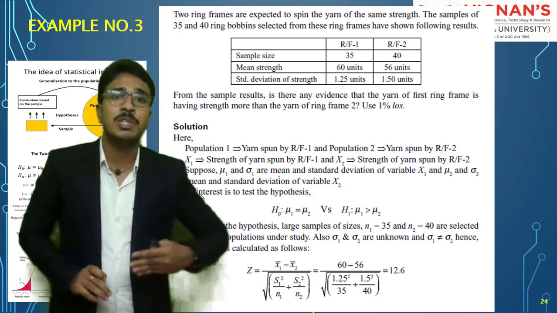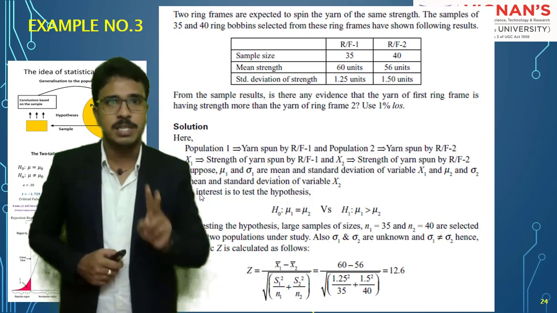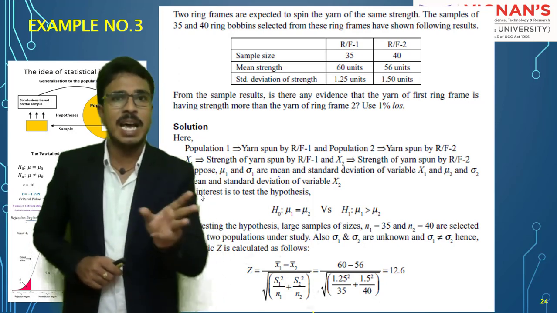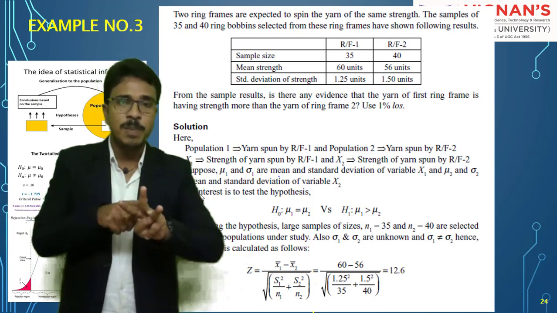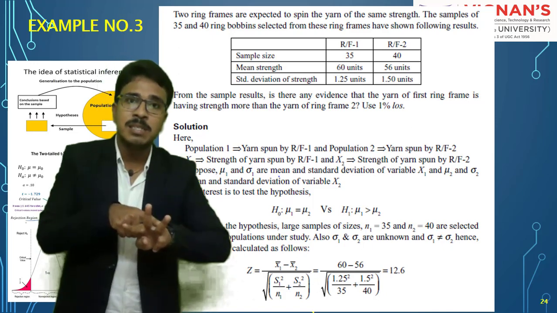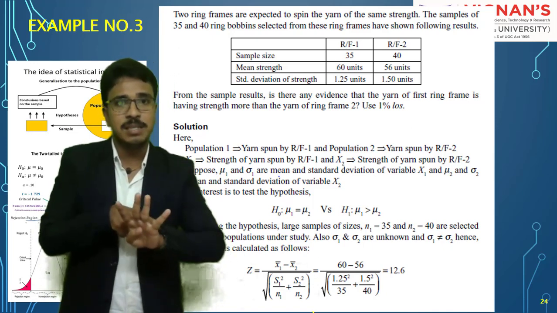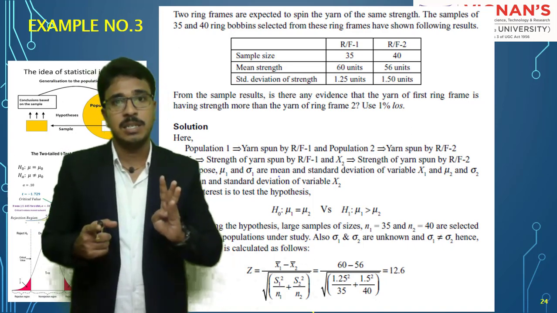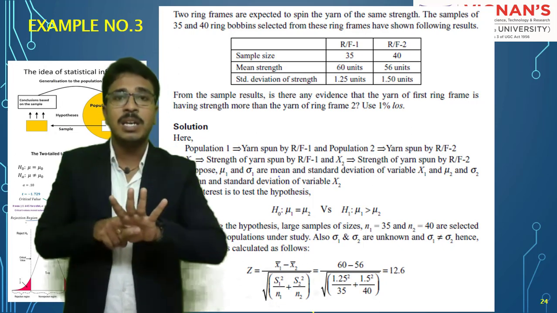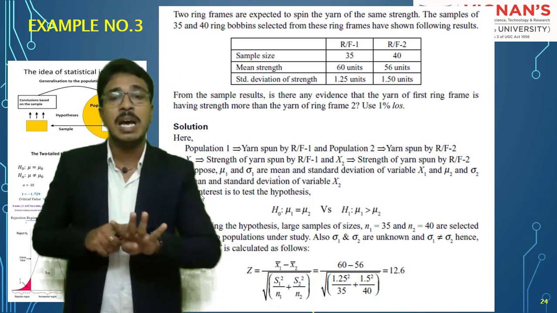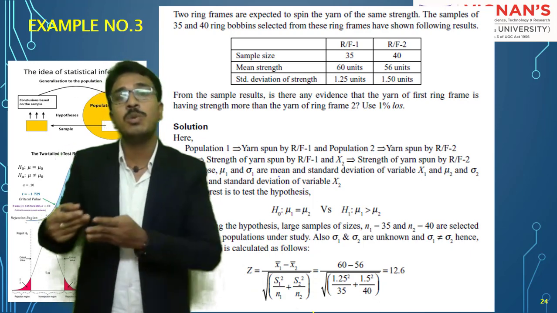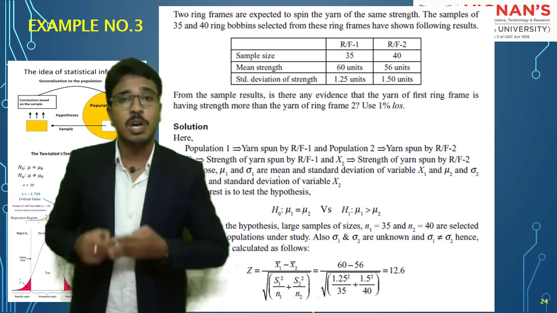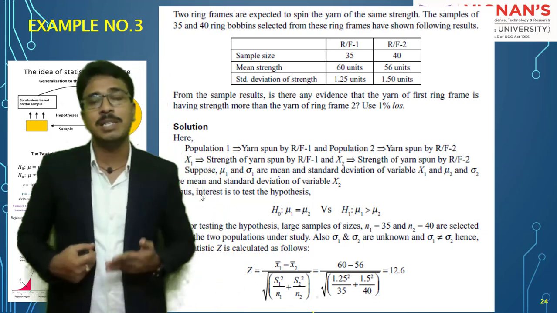Now this is the problem, and from this problem you can understand there are two populations and it is about the mean, the mean strength. So two populations are there and the parameter is the mean, and what is the sample size? 35 and 40. So obviously it is more than 30. So you can confirm that we have to test the hypothesis under the Z test for two population means. Accordingly, we have to choose the formulas and set the hypothesis.